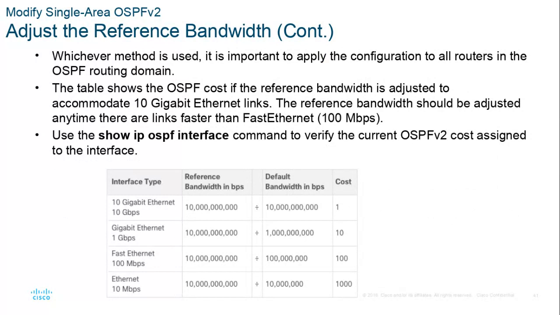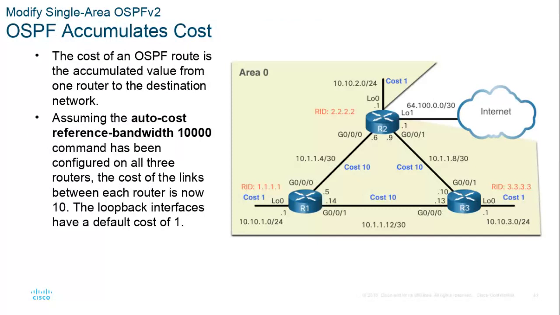So if I type the command show ip ospf interface, that'll show me the current cost assigned to it. And if I've got super fast links, I can change this. So it's accumulated cost. Let's assume that our reference bandwidth is 10 gig, configured on all three routers, because we've got 1 gig and 10 gig interfaces these days. So the loopback interfaces have a default cost of 1, all the time, it's always 1. And the cost of links between each router is now 10.